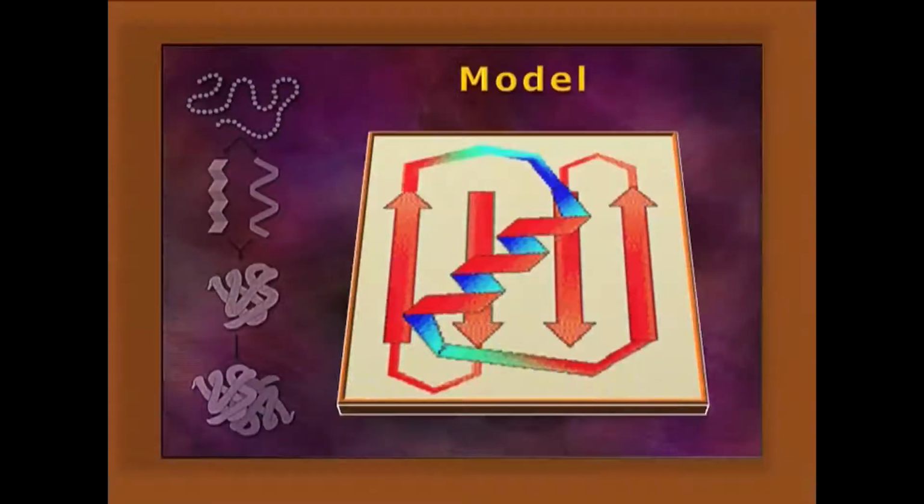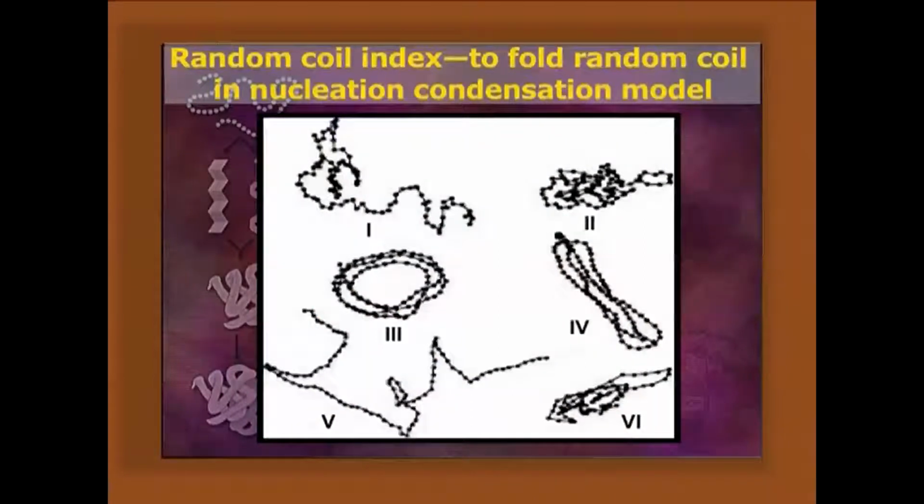So we find that time as well as input of energy is needed for the local folding of the tertiary structure, and a particular random coil is given to make a particular fold to have this particular structure, having nucleation and condensation intermediates. And we can find the random coil index during the course of this particular folding.